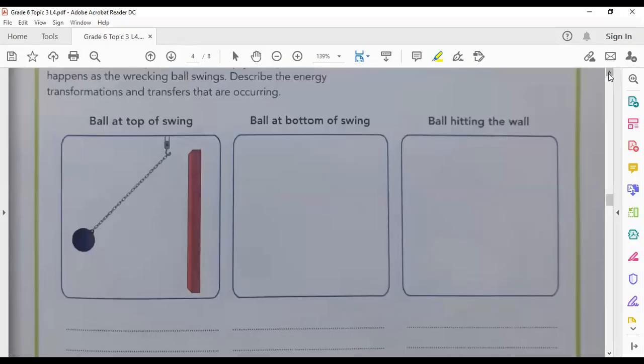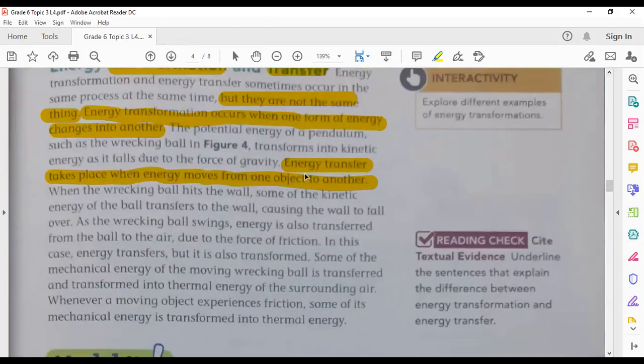when you kick a ball, some of your body's energy will move to the ball and cause it to move. So again, energy transfer takes place when energy moves from one object to another. When the wrecking ball hits the wall, some of the kinetic energy of the ball transfers to the wall, causing the wall to fall over.